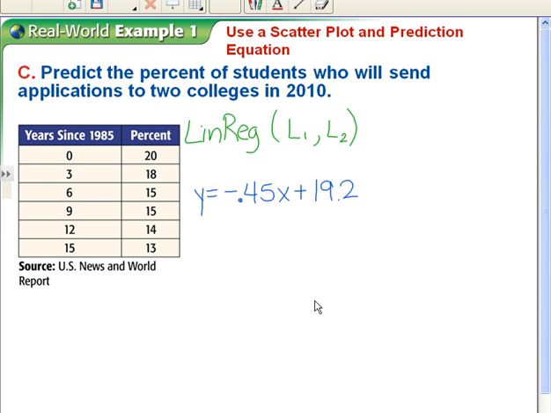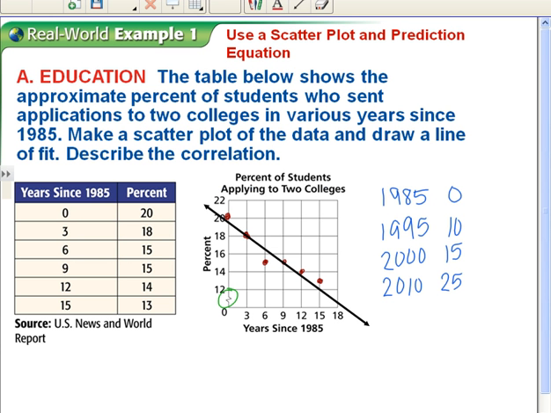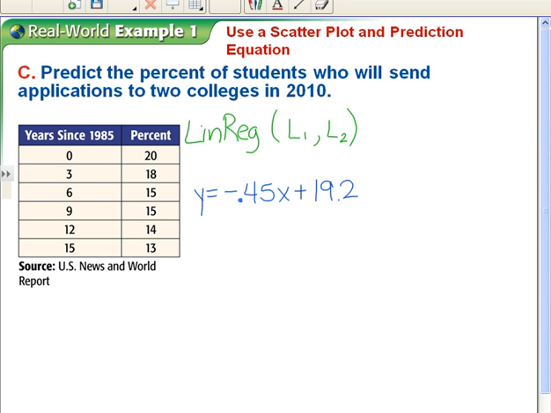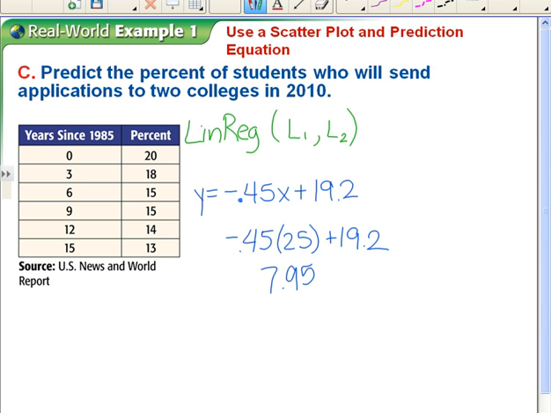All right, and now we are ready to predict for 2010. If we go back to the previous screen, we know that 2010, in years since 1985, was 25. So 25 is the number we need to put in. So we'll say negative 0.45 times 25 plus 19.2. All right, then go ahead and grab your calculators and type that in. Hit pause if you need. The answer is 7.95. That's what we predict in the year 2010.